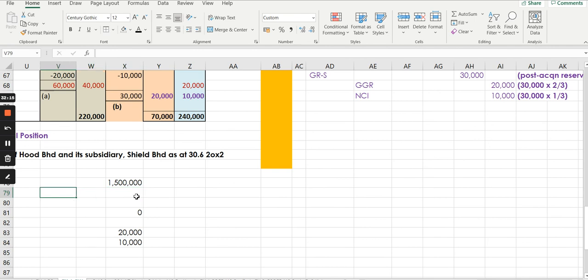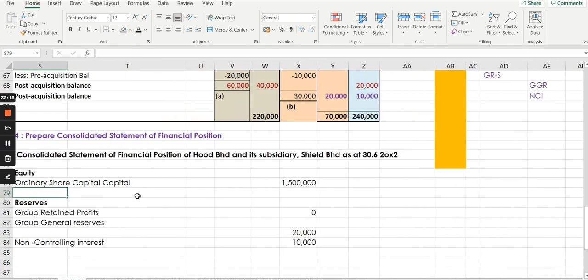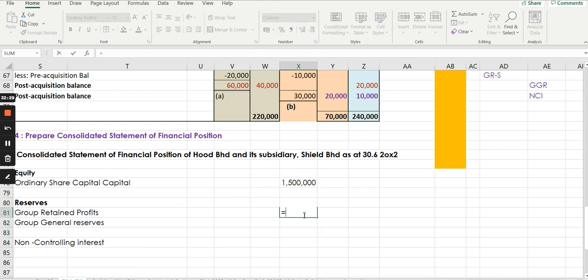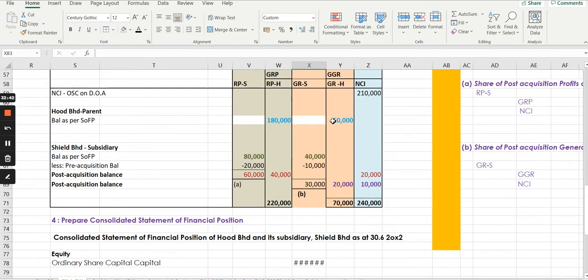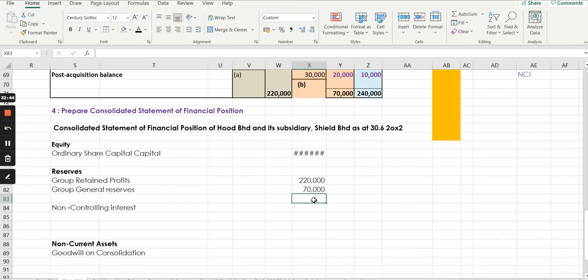Next is to include what we have calculated earlier. For the group retained profit, you will take the column here, 220,000. For the group general reserve, you will take the column from the group general reserve, that column you can see there, the orange column. And for the non-controlling interest, it will be the light blue column, or the baby blue.